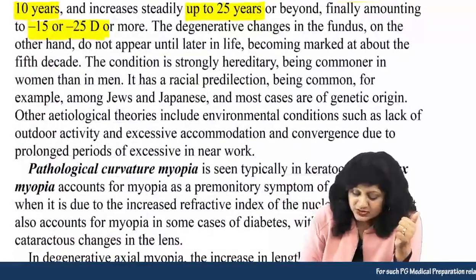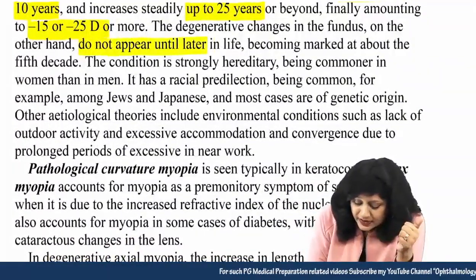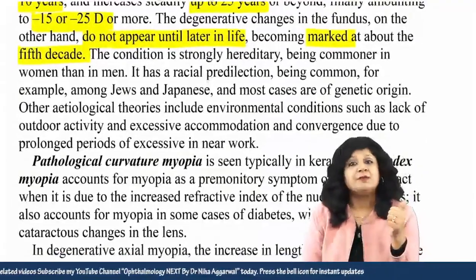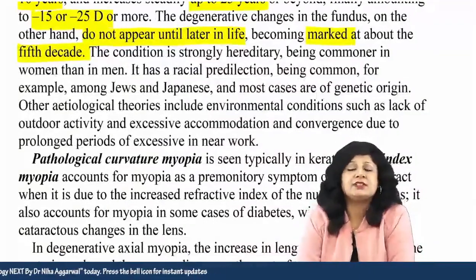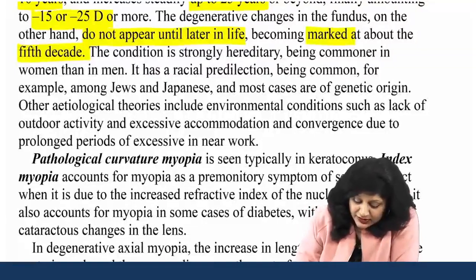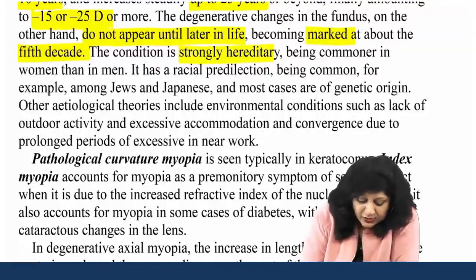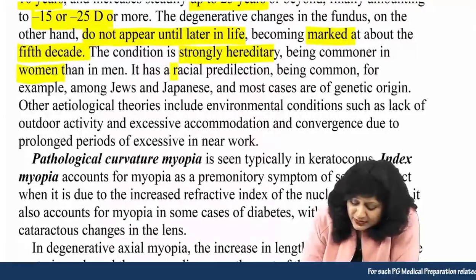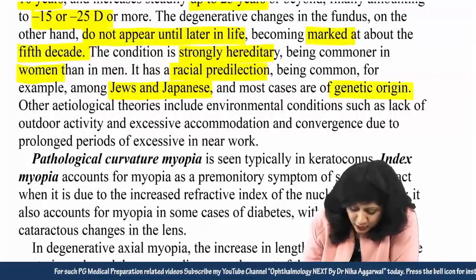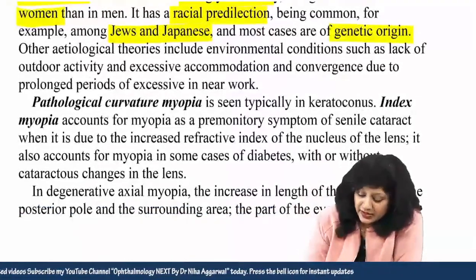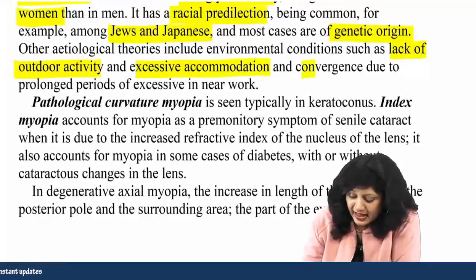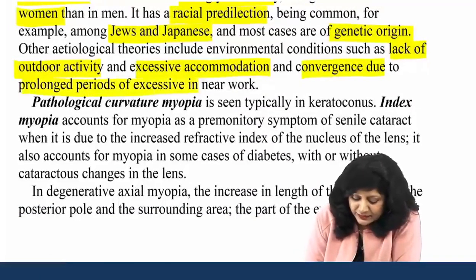The degenerative changes in the fundus, on the other hand, do not appear until later in life, and they become marked at the 5th decade. So when we advise them the fundus examination, they do not have much change, because changes do not appear till the 5th decade. The condition is strongly hereditary. It's common in women, it has a racial predilection, and it is common among Jews and Japanese. Most are of genetic origin. Other etiological theories include environmental conditions, like lack of outdoor activities, excessive accommodation, and convergence due to prolonged excessive near work.